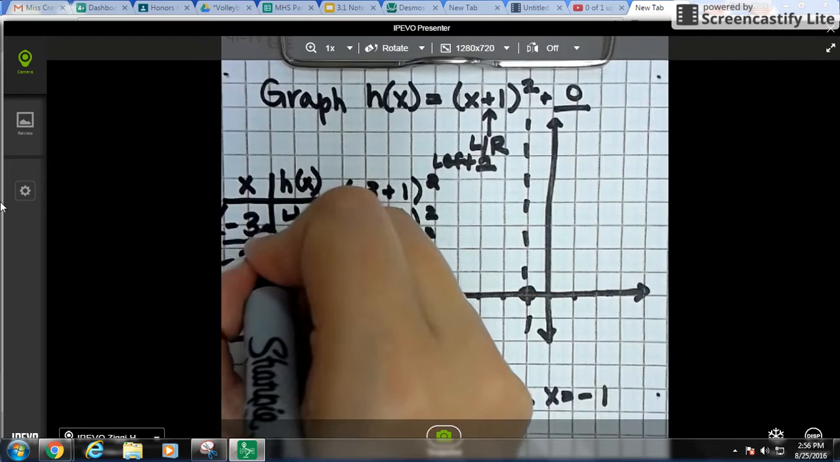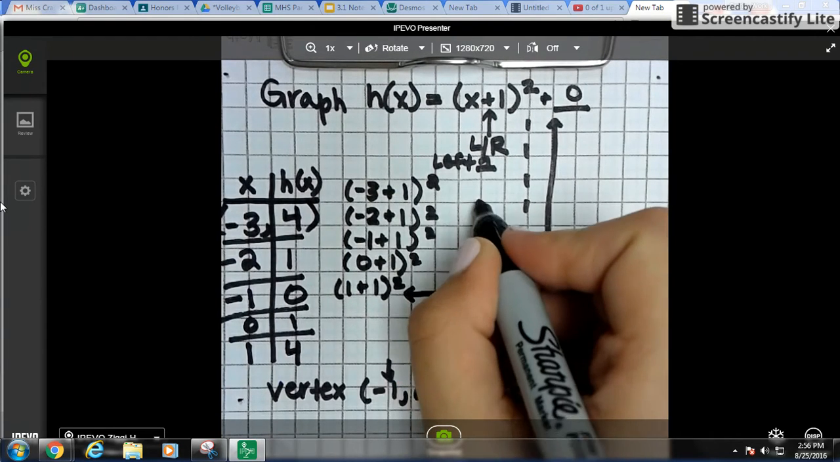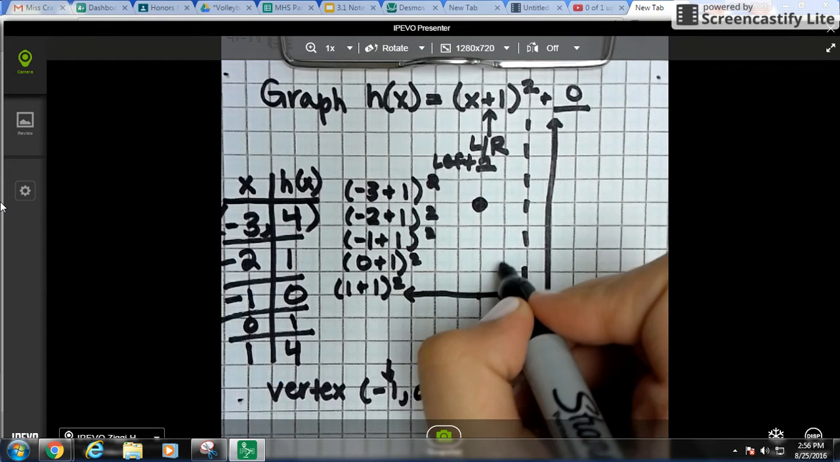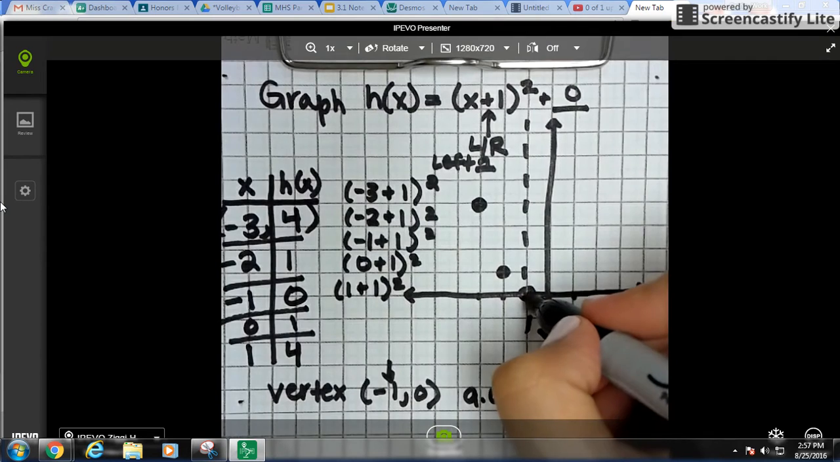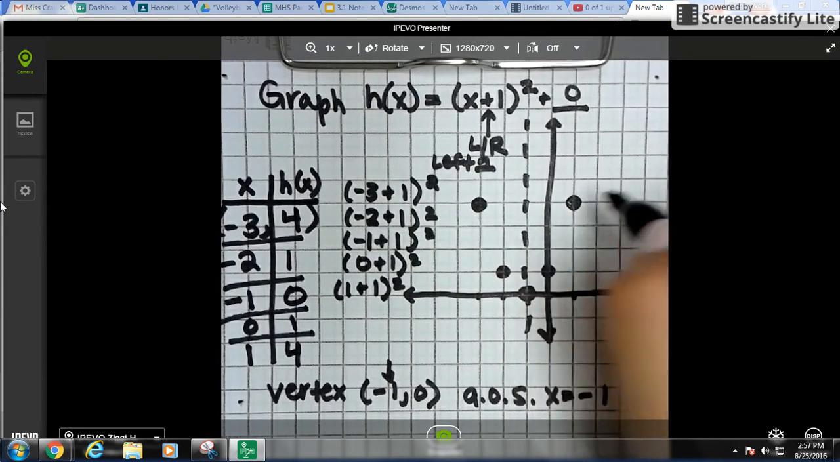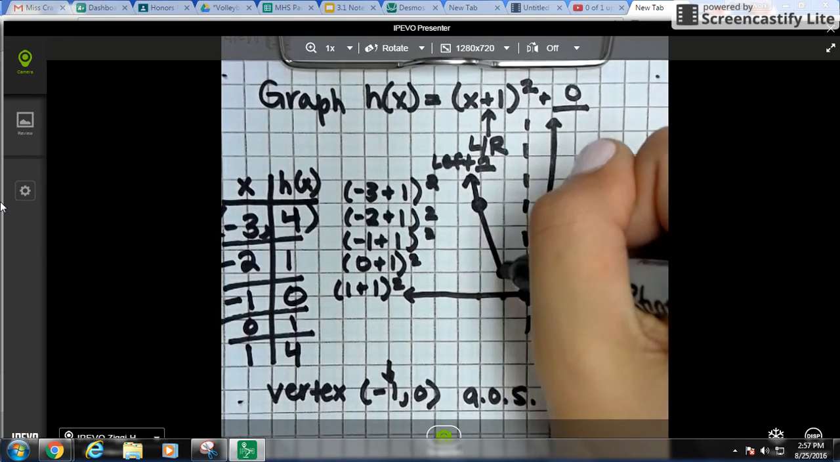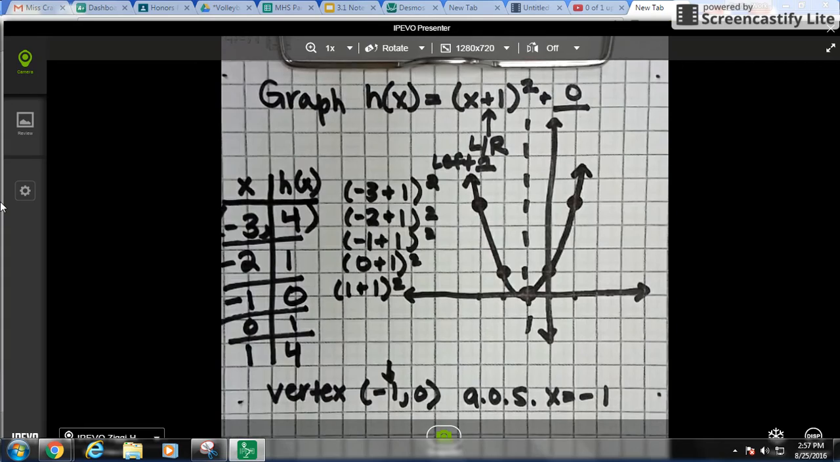So here we have our coordinate pairs: (-3, 4), (-2, 1), (-1, 0), (0, 1), and then (1, 4). And we know that we did this correctly because we got a nice symmetrical parabola.